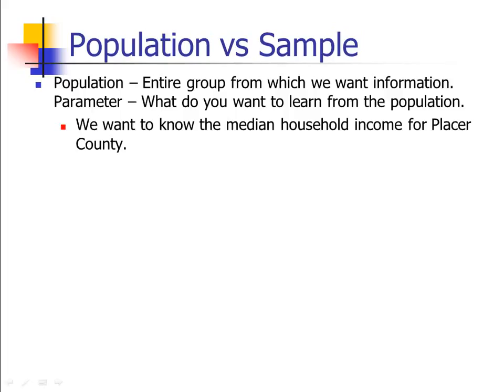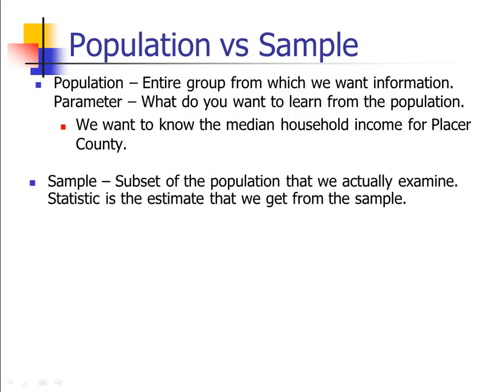Now the parameter is an exact value. There is an exact median income for Placer County. We just don't know what it is, but it is an exact value. A sample is a subset of that population. So I'm going to select a group from all of Placer County, and I'm going to take some data from it. The data that I gather is called a statistic. And that's going to be used to estimate whatever I'm trying to find out.